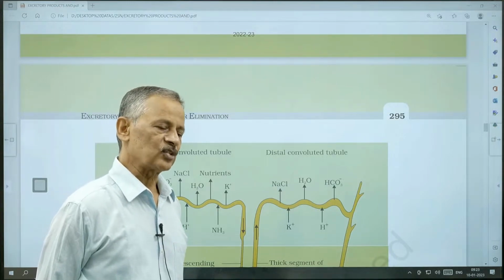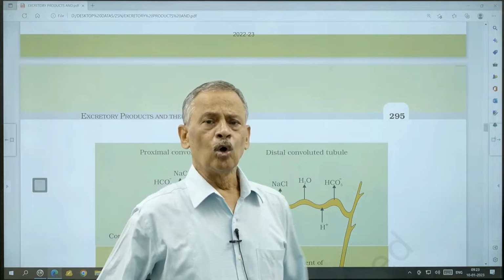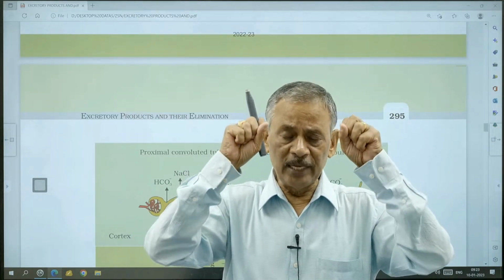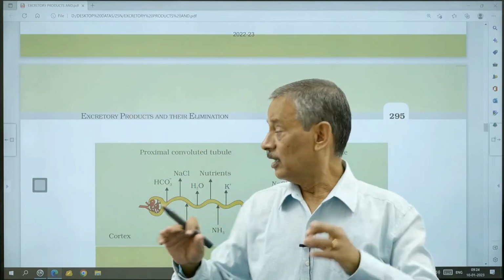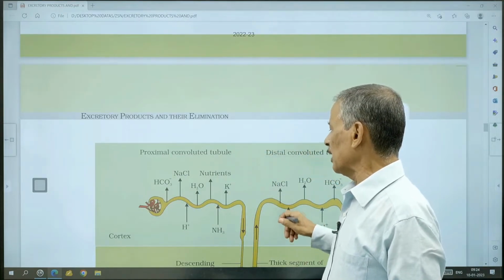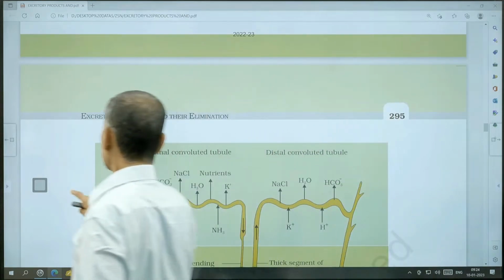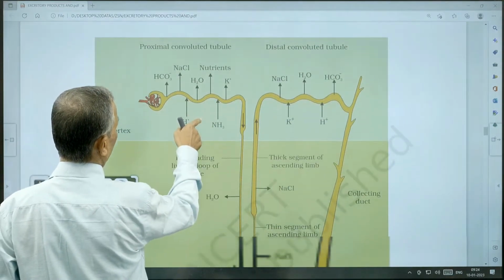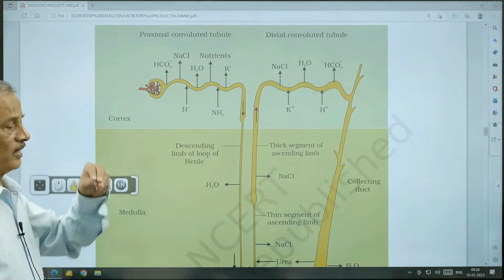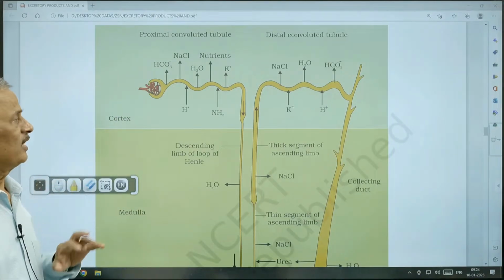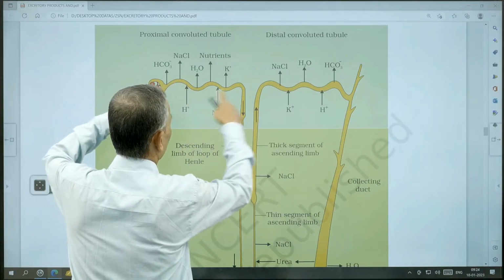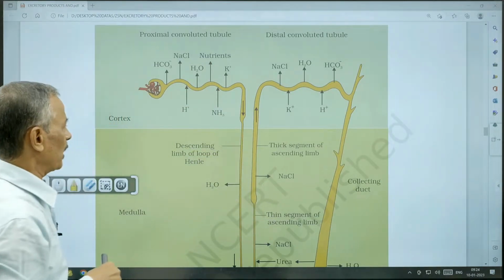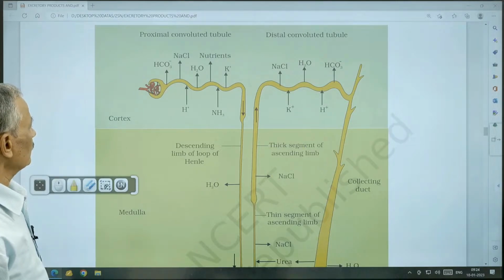This tubular secretion is also selective, meaning those materials that are to be sent out will alone be sent out. From where? Here you are having peritubular capillaries. From that peritubular capillaries, materials that are not passing through this filter but should be sent out of the body are sent out by the cells of the PCT and DCT. They are all secreted from the blood. Here you are having the peritubular capillary. From that peritubular capillary blood, materials are separated and sent into the lumen. What are the materials that are thus sent out?